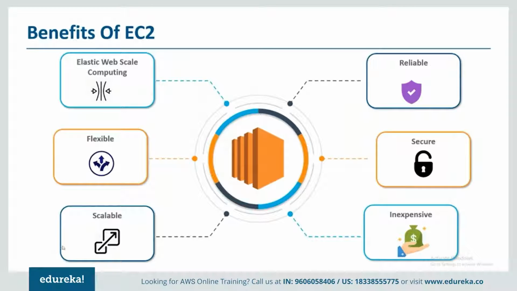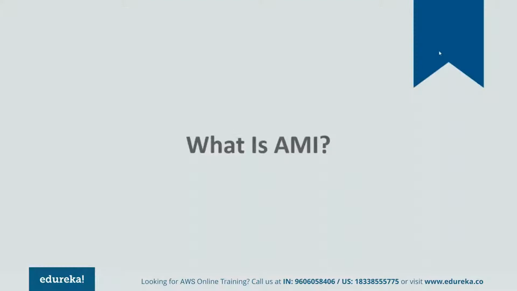Suppose you want to increase the capacity here, if you want to add more servers, then that is done easily as compared to on-premise. Now, next we have AMI. AMI is simply Amazon Machine Image.